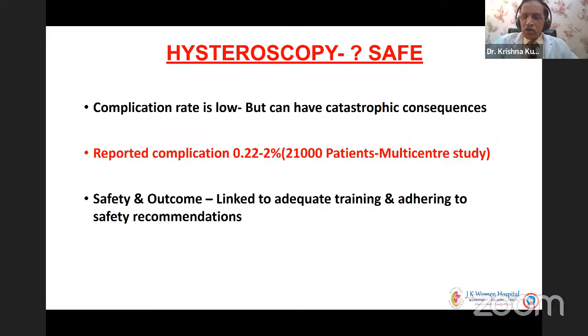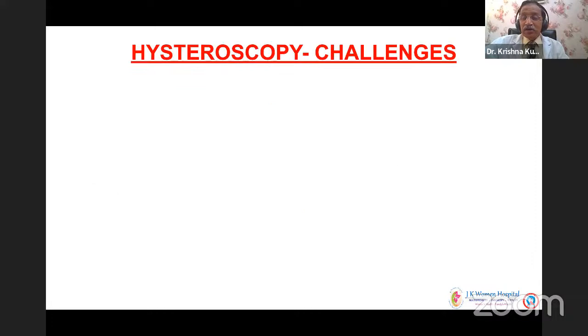Now, hysteroscopy is a safe procedure. The complication rate is very low, but you must remember that the safety and outcome is linked to adequate training and adhering to safety recommendations. So my first question to the panelists, be short. The first, traditional challenges, we are going to run fast. We don't want to waste time. We have now come to a conclusion on what to use and what not to use. What are the challenges we as hysteroscopists or gynecologists face in hysteroscopy? Can one of the panelists tell?